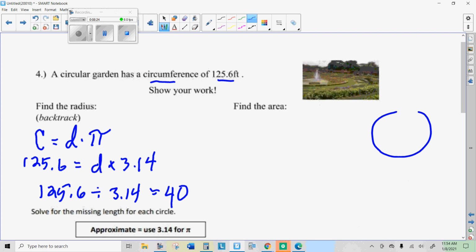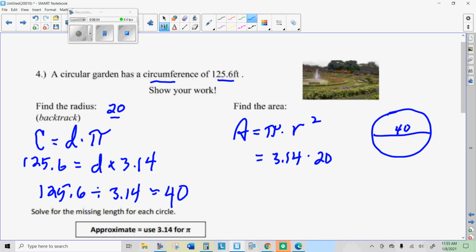So I'll just draw a quick circle here. The diameter of this fountain area is 40. So that's all the way across. We want the radius, so we want to divide that by 2. So the radius is 20. Okay. Now that we have that radius, we can find the area if we want. The area is just pi r squared. And so that equals 3.14 times 20 squared. I'll let you finish that.